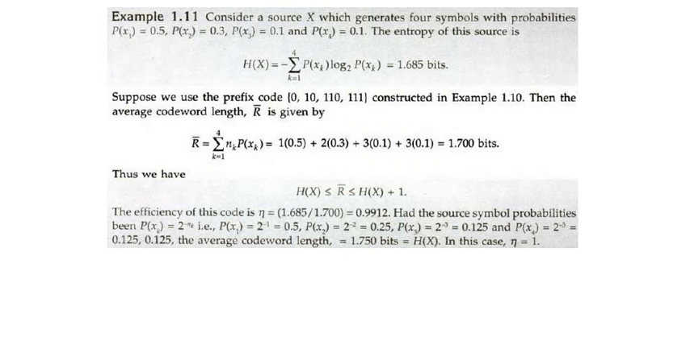The second code word length is 2 bits, so 2, and the probability of the second code word is 0.3. So 2 into 0.3. The third code word length is 3 and the probability of the third symbol is 0.1, so 3 into 0.1. The fourth code word is again of size 3 and its probability is 0.1, so 3 into 0.1. If I sum all these elements, the average code word length r bar I can achieve is 1.7 bits.